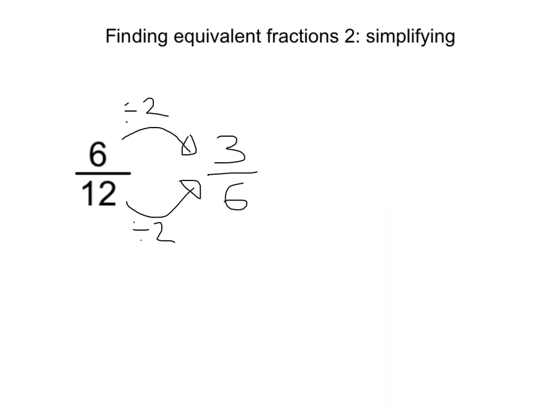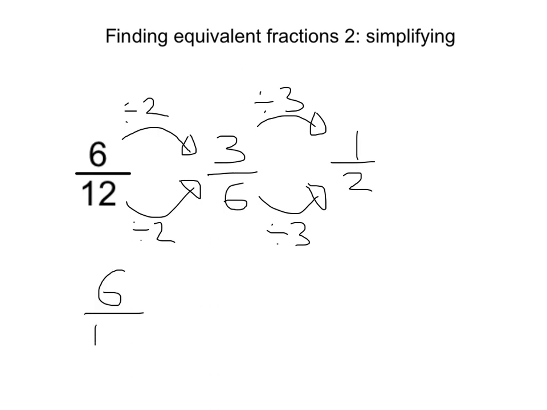And if we look at this, we can see that we can simplify this further, because 3 is a common factor of 3 and 6. And so if we divide top and bottom by 3, we get 1/2, or a half. Now you might have spotted we could have done this in one step if we'd done 6/12 and divided the numerator and denominator by 6. That's the highest common factor. That will take us to a half in one step.